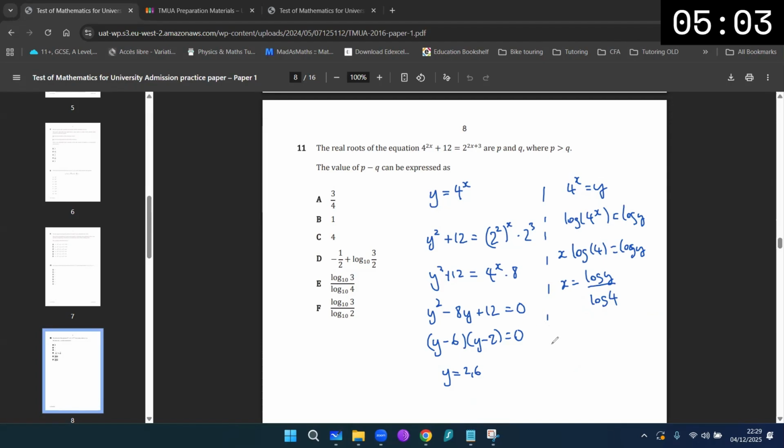Okay, which means log base 10 of 4. So it means log 6 over log 4 minus log 2 over log 4. Yeah, right. So log 6 minus log 2 over log 4. So using log rules, log 3 over log 4, right? 6 over 2 is 3. So it's E. Ooh. Okay.